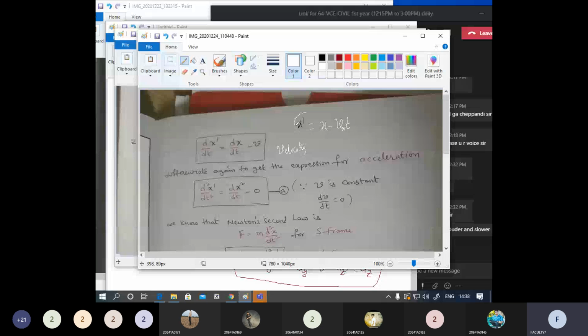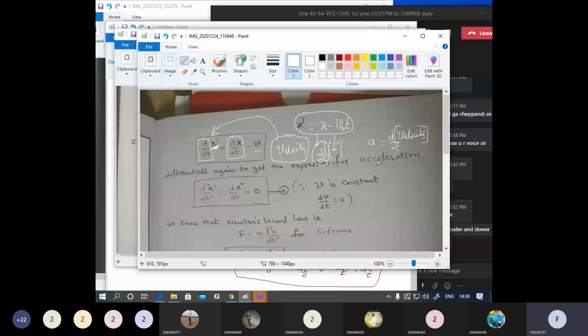Next, how can you get the acceleration? Acceleration equals the rate of change of velocity, d by dt of velocity. First we get the velocity by differentiating the equation with respect to time. We are differentiating x prime. Earlier we did this. Now here we will get dx by dt minus v.